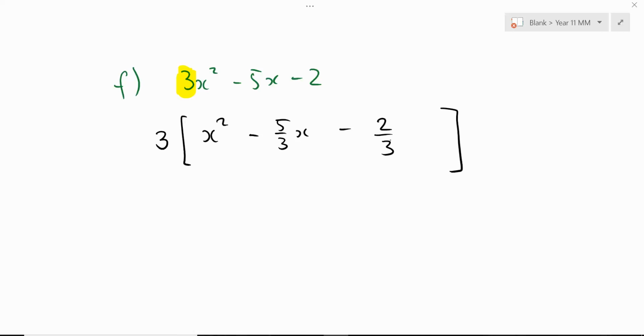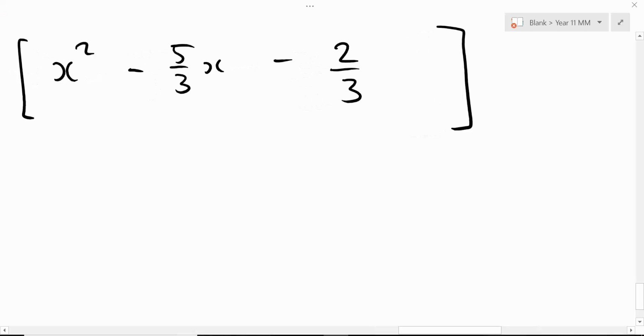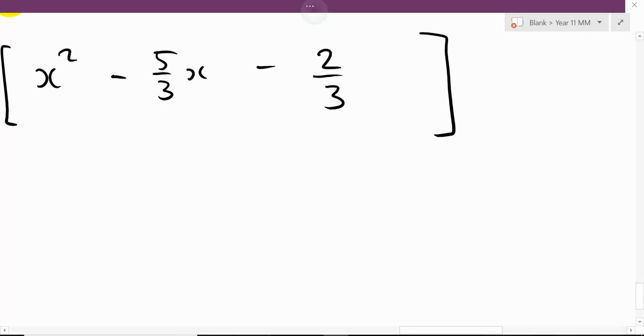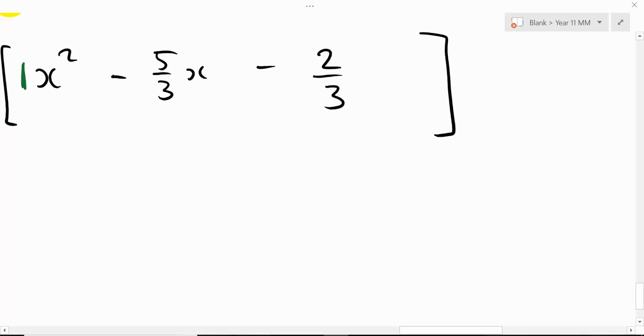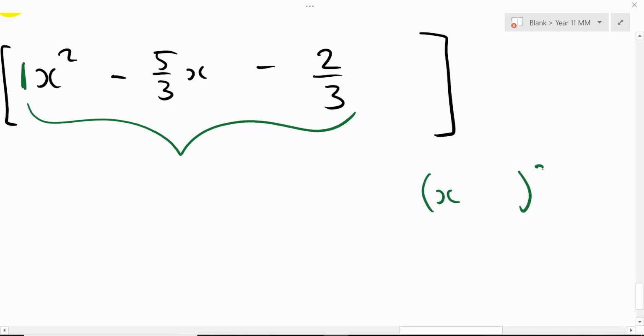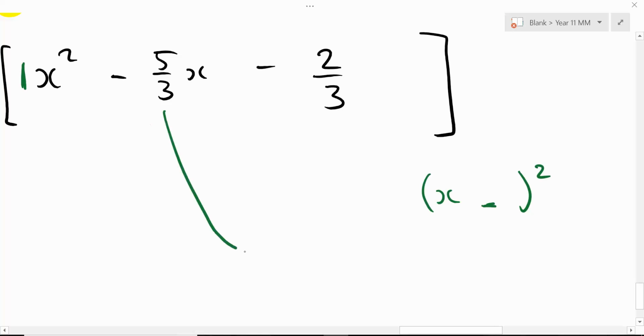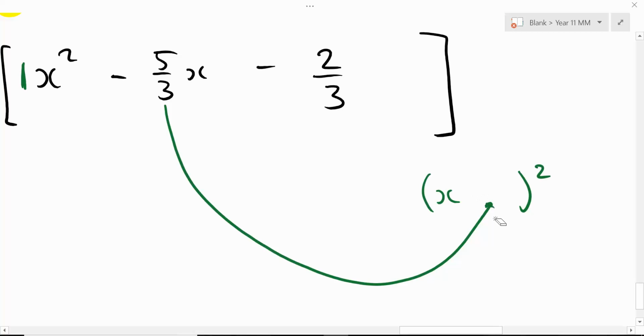Same techniques. So same thing again, I've taken out the 3. Why did I do that? Because now I have 1x squared. What I want to do is complete the square of this. Now the only way to complete the square of that is, again, double something gives you the negative 5 on 3. Or another way of thinking about it is negative 5 on 3 divided by 2 gives you this number in here.